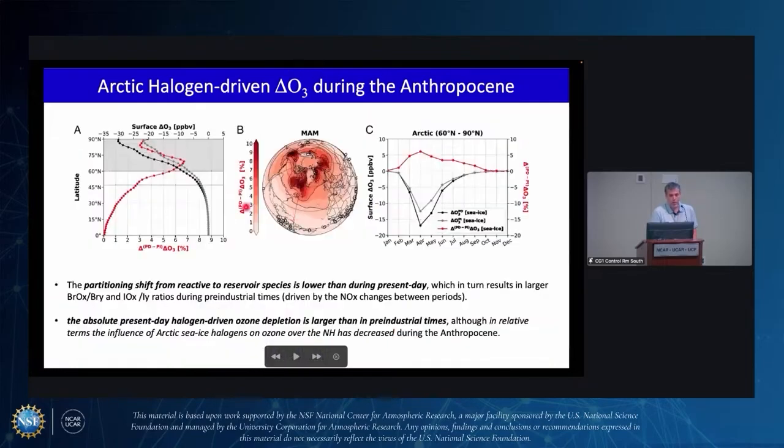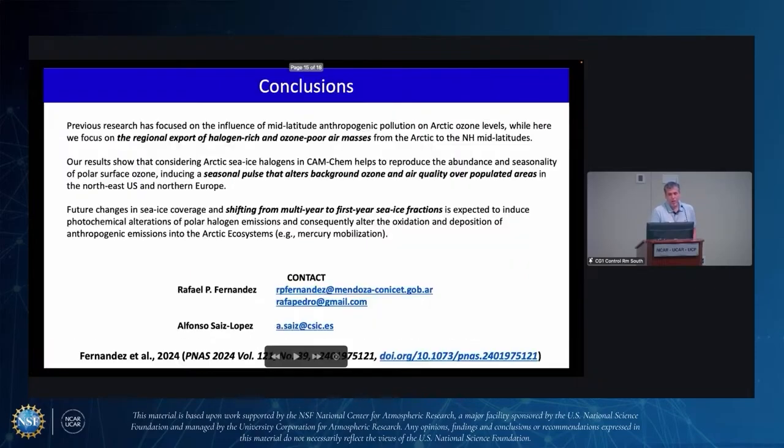So proportionally, the halogens have a larger impact in pre-industrial time than in present times, which is also shown here. The black line is the ozone change during present day, the gray line is during pre-industrial time, and the red line shows that the difference is larger during pre-industrial than during the present day if you compare in relative terms. So this is our results.